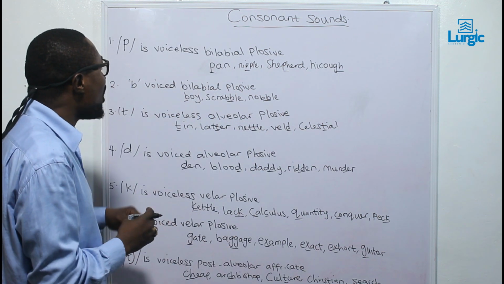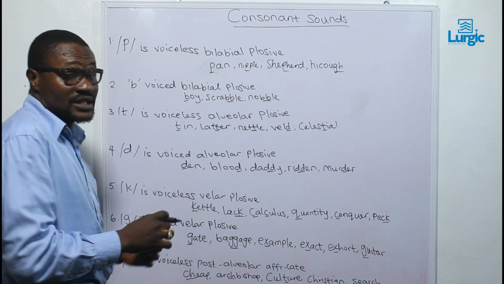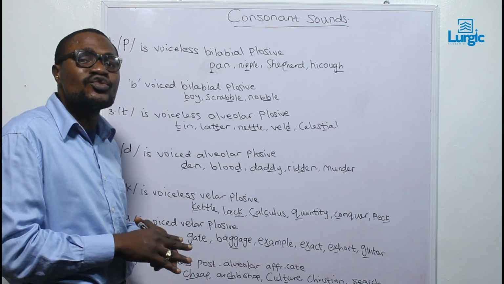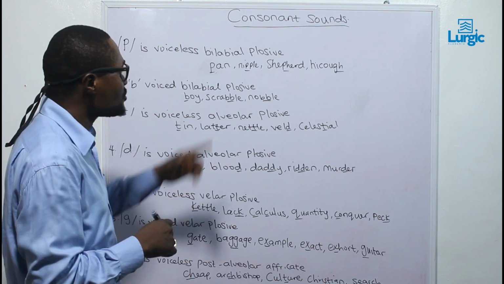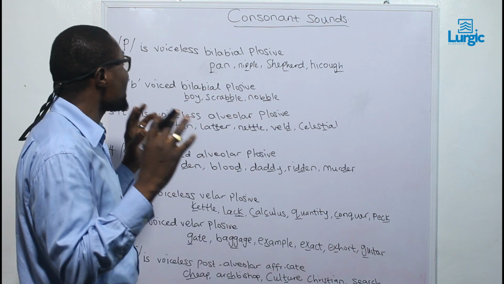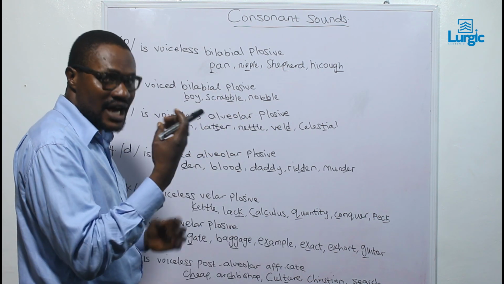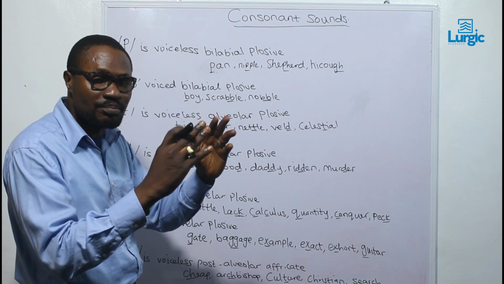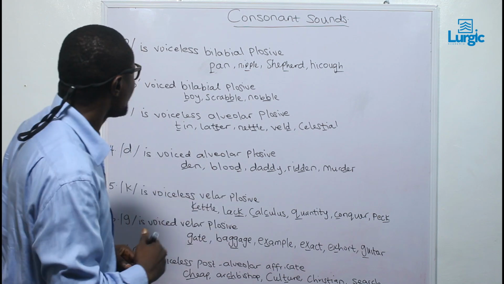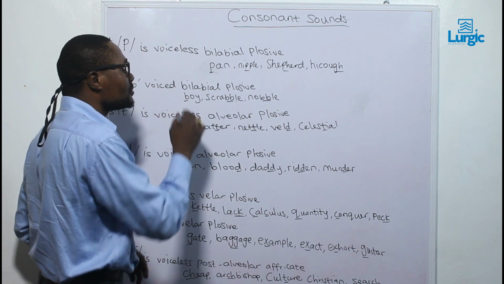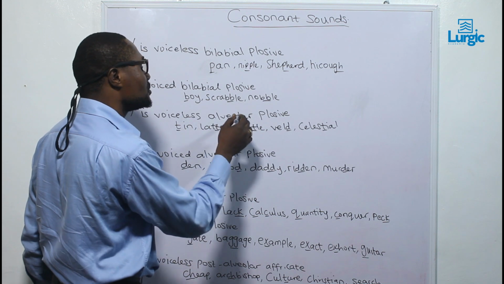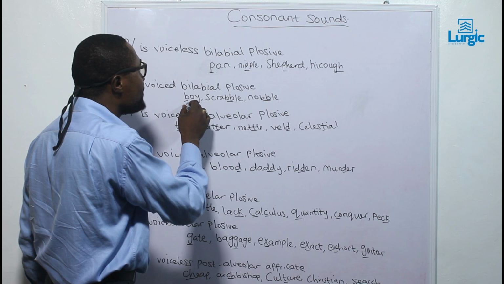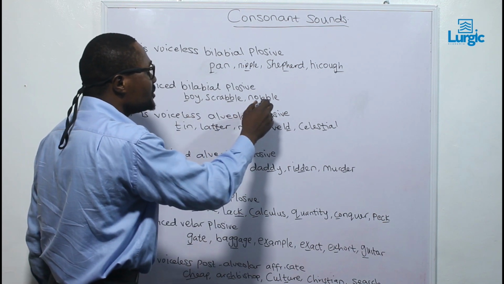Now let's get the voiced bilabial plosive. Now we talk about voiced bilabial, as in involving two lips here. So, a plosive sound, as I have explained earlier on. Plosive, meaning there's a stop before the release of the air. Like we're having boy, scrabble, noble. Do you get that again? Let's go. Boy, scrabble, noble.